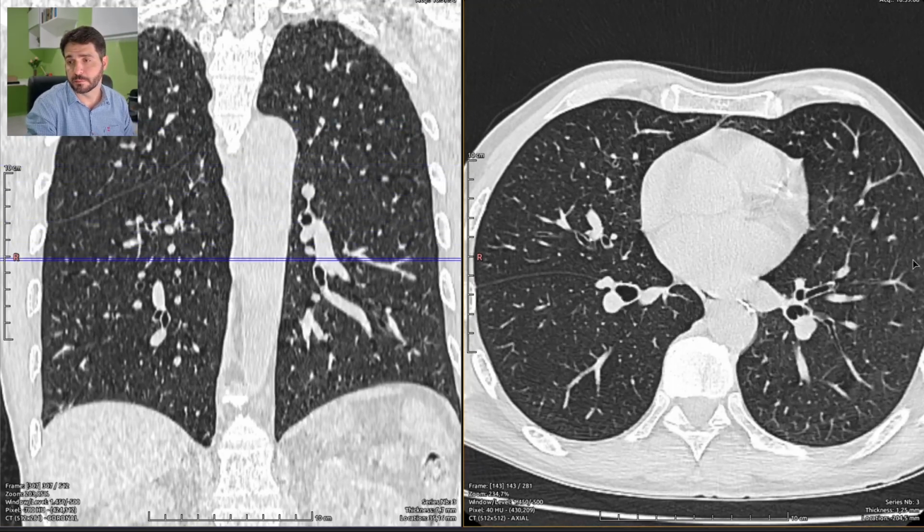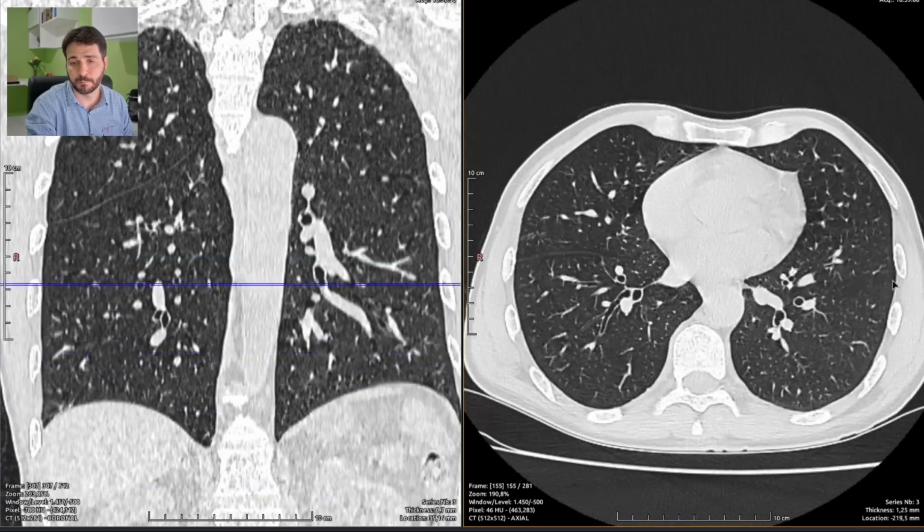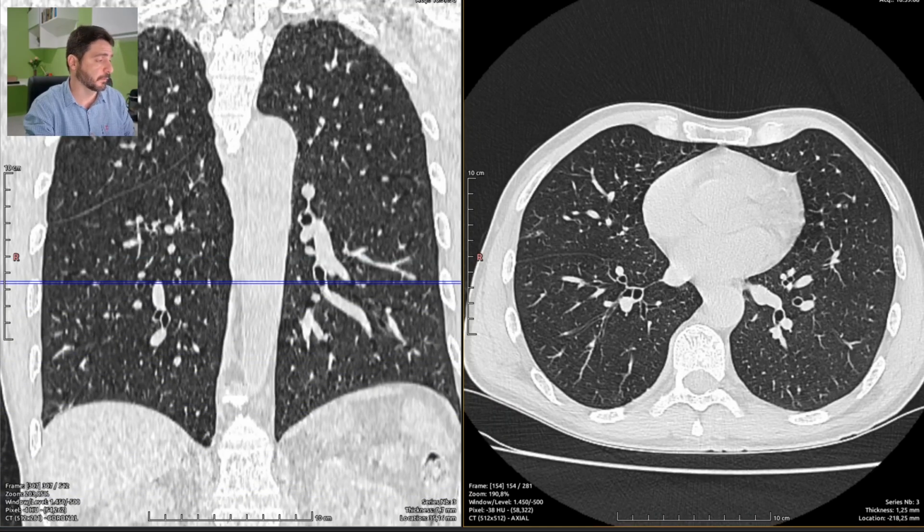So the rest of the parenchyma is fine. There is atherosclerosis of the aorta and the coronary arteries, and lymph node calcifications on the mediastinum. So we are done. Let's just summarize to make it easier to read, and the referring physician will be much happier to read just a tiny bit of text and not the entire report.